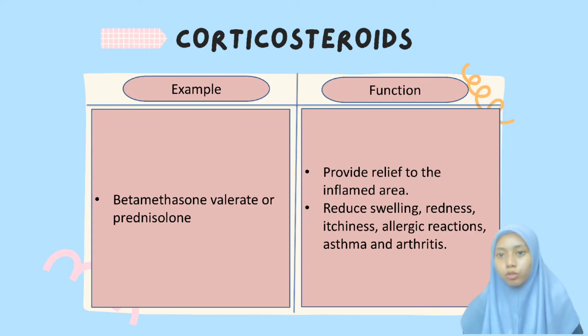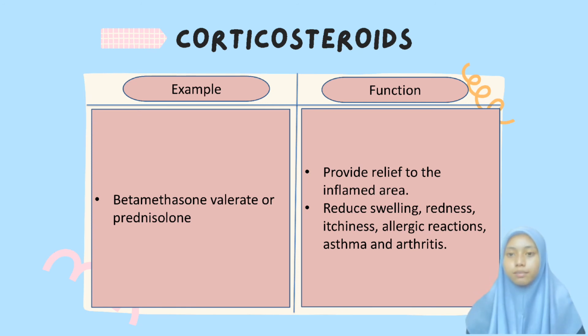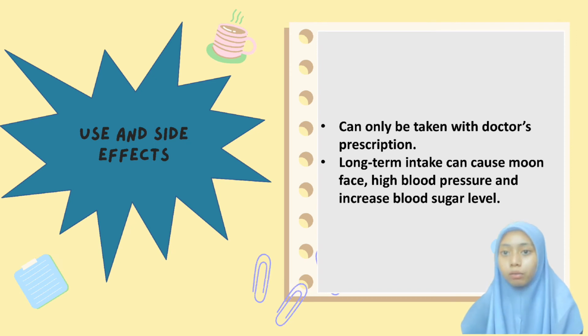For the last one, corticosteroids. There are 2 examples of these medicines. The first one is betamethasone valerate, and the second one is prednisolone. The function of these 2 types of medicine is to provide relief to the inflamed area, and also reduce swelling, redness, itchiness, allergic reactions, asthma, and arthritis. How about the use and side effects of these 2 types of medicines? Long-term intake can cause moon face, high blood pressure, and also can increase the blood sugar level.